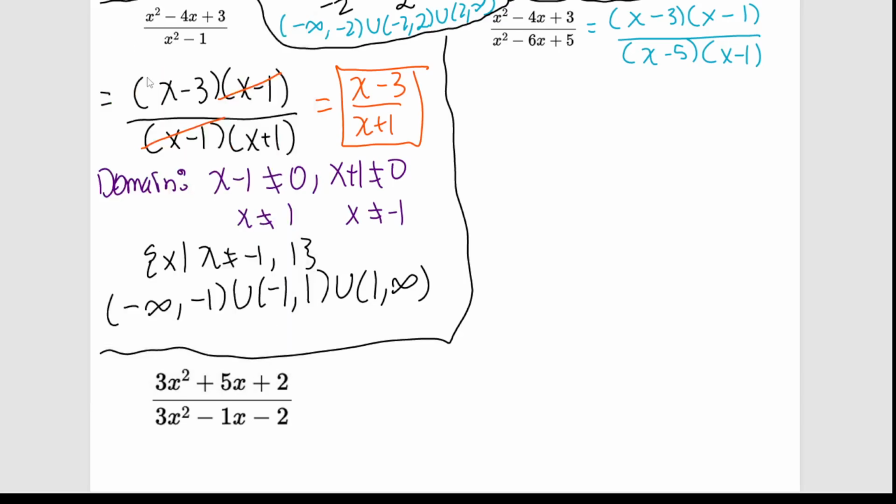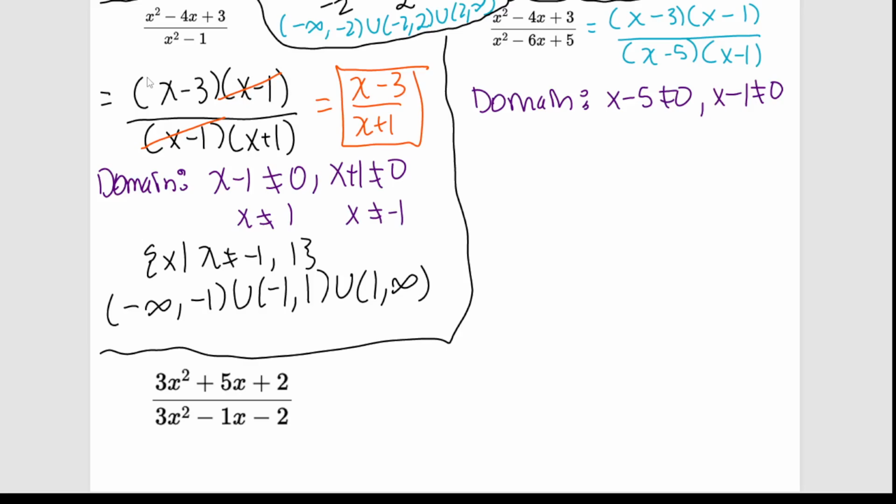Now we're going to look at the domain. Notice how for the domain we never care about the numerator. You can do 0 divided by a number, but you cannot do a number divided by 0. So for the domain, you always need to make sure all factors in the denominator do not equal 0. That's really the key part.